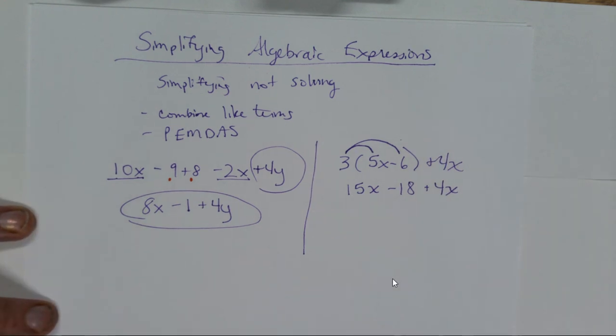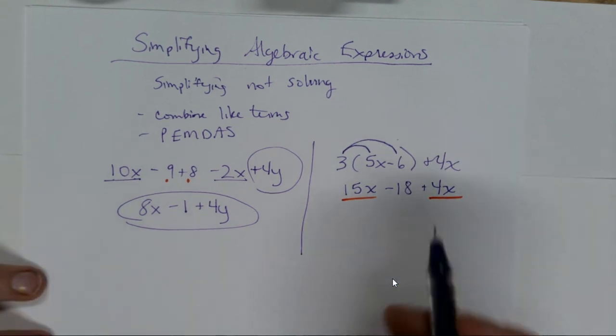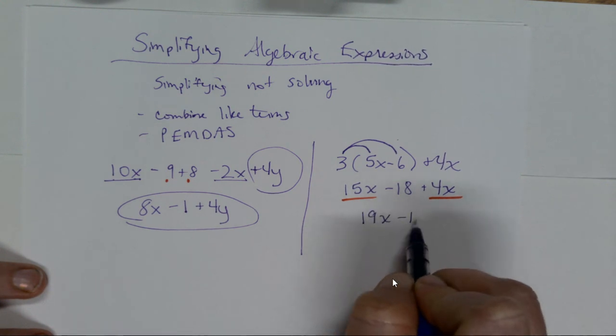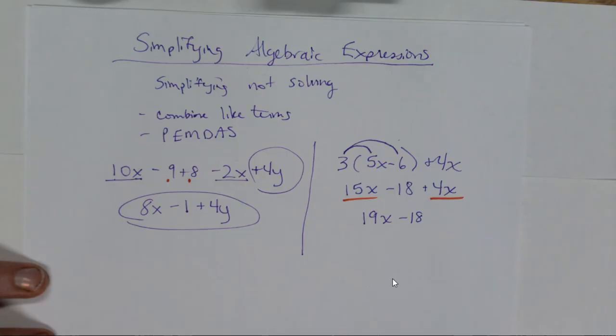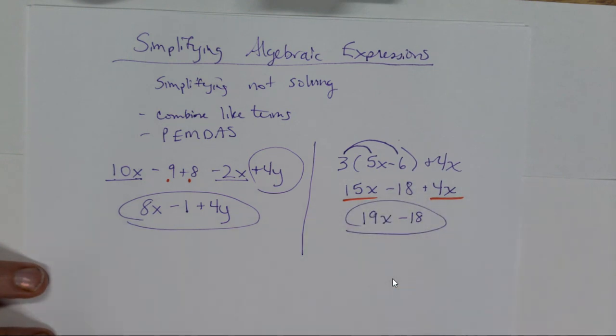Now combine your like terms. Well, the 15x and the 4x both have x's, so they'll hang out with each other. We can combine them. So we get 19x minus the 18. And that's the final answer, because x won't hang out with the 18. He's like, I have an x and you don't. We're not hanging out. Next one.